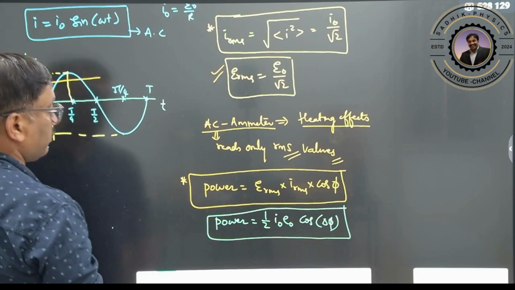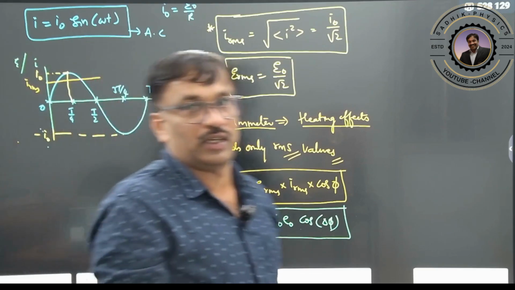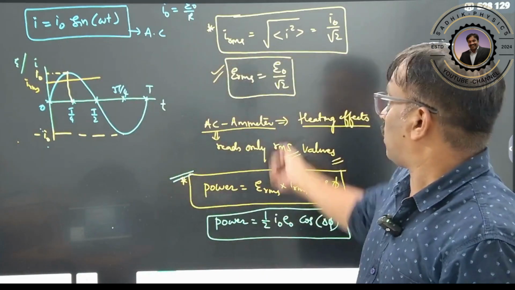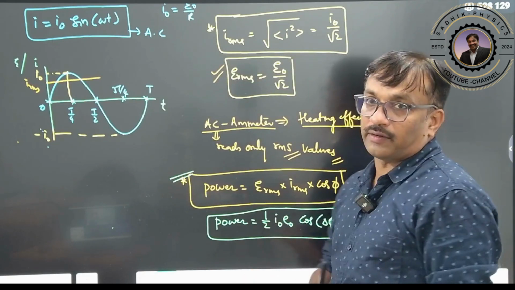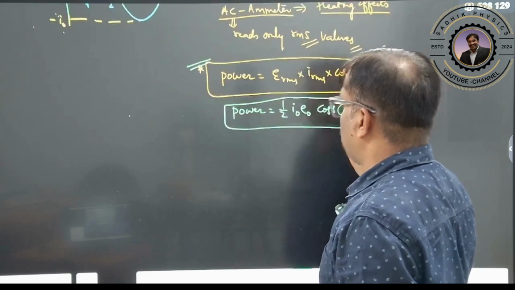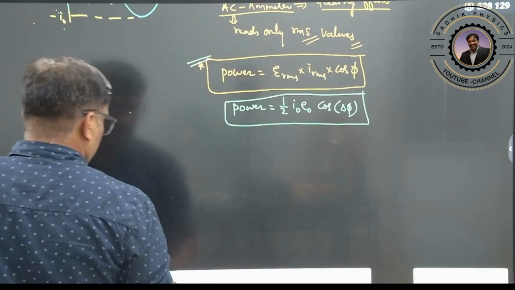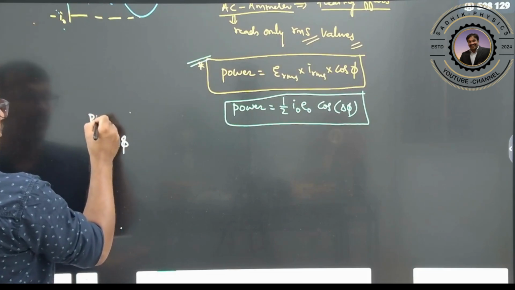Clear? So therefore this is the power formula. This is the average power which is induced due to these alternating currents. Now you can calculate it. Clear? So what is this cos phi? Cos phi is a very important point, so you should understand cos phi. We will call it the power factor.